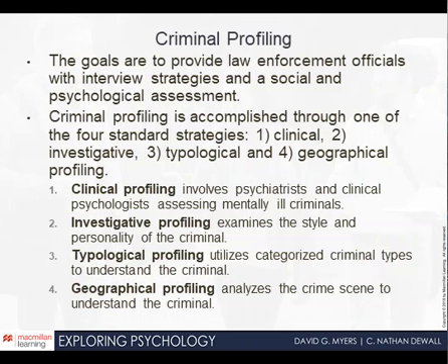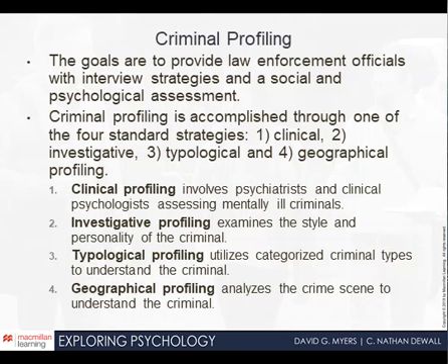Criminal profiling: the goals are to provide law enforcement officials with interview strategies and a social and psychological assessment. Criminal profiling is accomplished through one of four standard strategies: clinical, investigative, typological, and geographical profiling. Clinical profiling involves psychiatrists and clinical psychologists assessing mentally ill criminals. Investigative profiling examines the style and personality of the criminal.